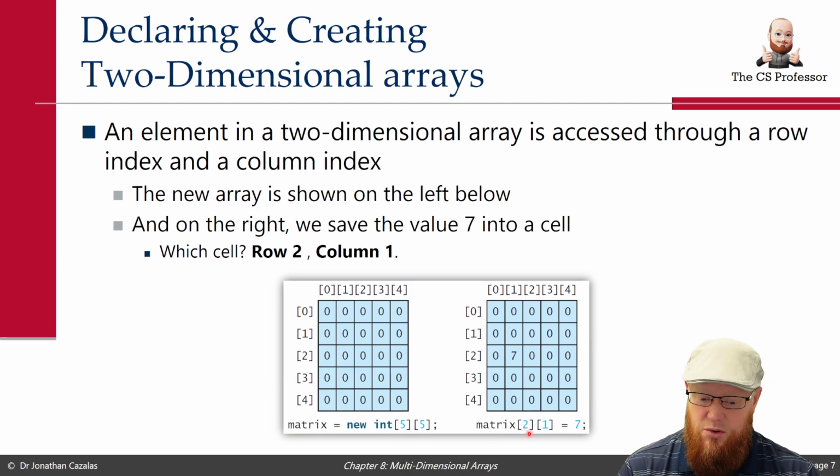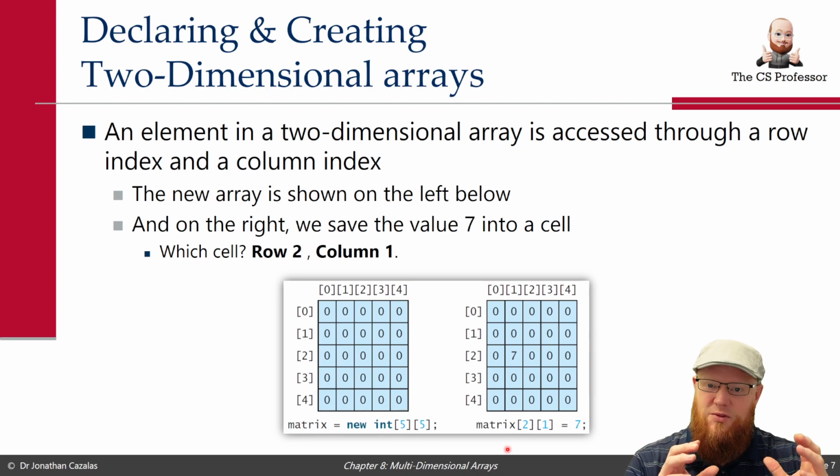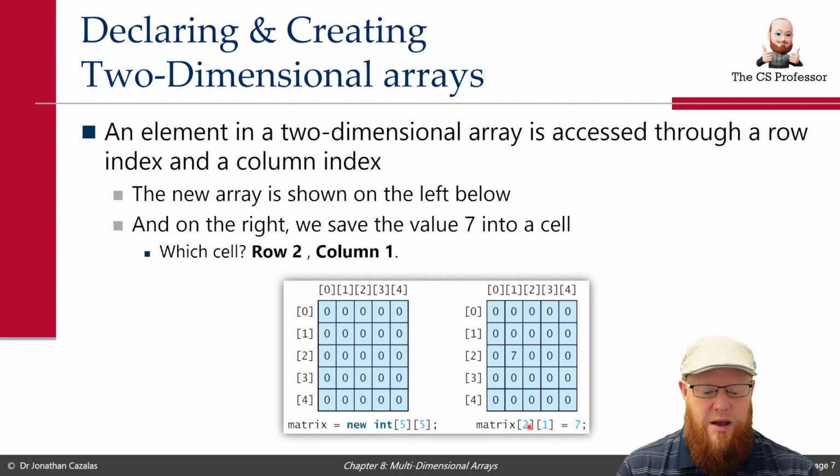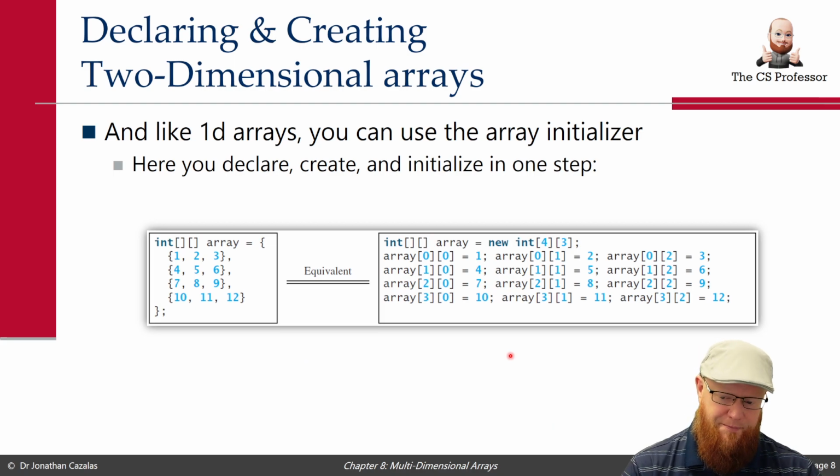Row index 2. So here's row 2 right here, row index 2, and then column index 1. And here's column 1. So row index 2, column 1, and you save the 7 right there. A common mistake is to flip row and column. Which comes first? We put the row first or the column first? You'll have to get practice with that and remember the first value is the row index. The second value is the column index. So we're saving the 7 at row index 2, column index 1.